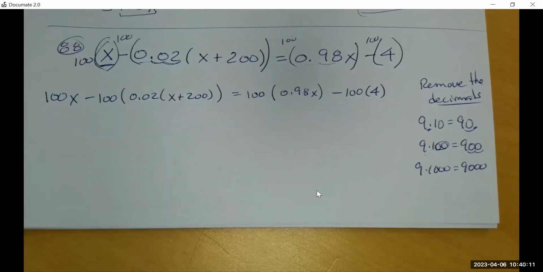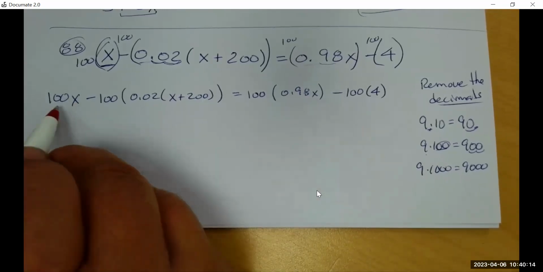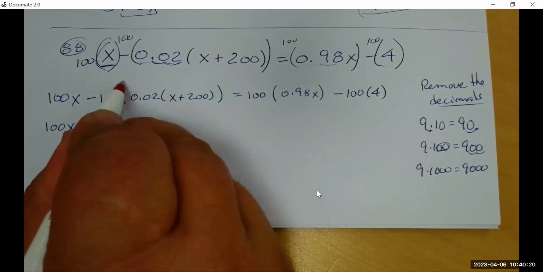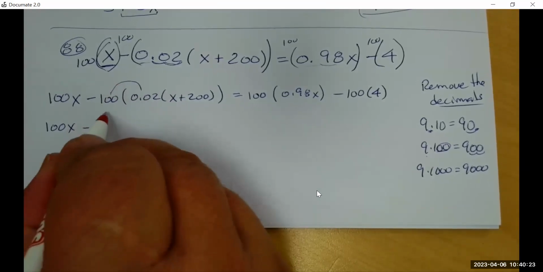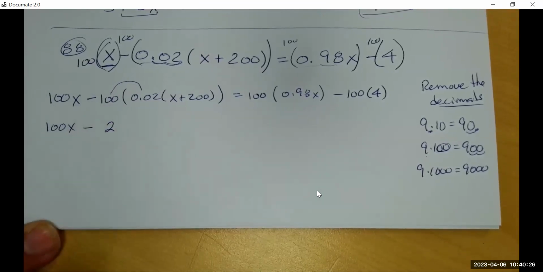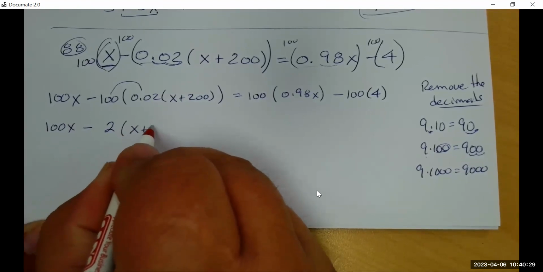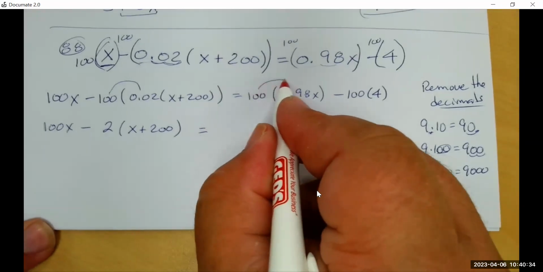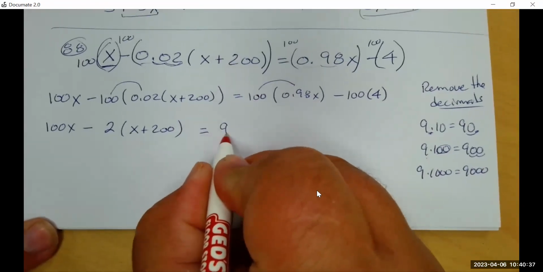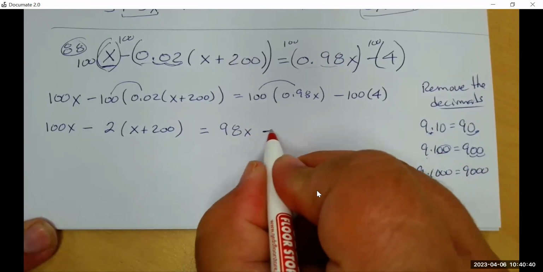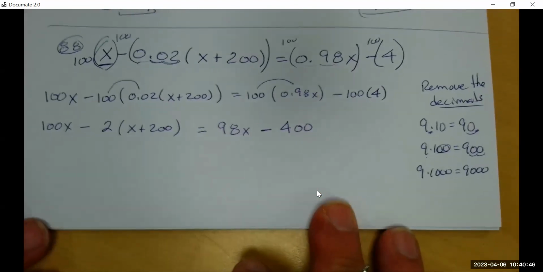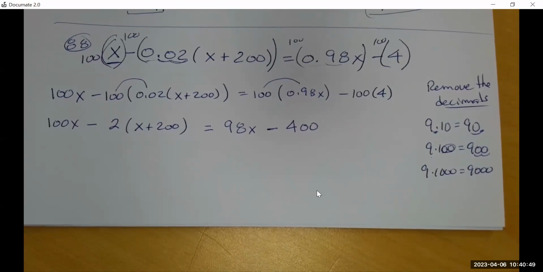Now it's going to get a lot easier because we're going to get rid of decimals. So 100x we can't do anything with, so leave it there. 100 times 0.02 equals 2. Then leave the x plus 200 alone. 100 times 0.98 is 98x. 100 times 4 is 400. Now it looks a lot easier. So what's my next step?